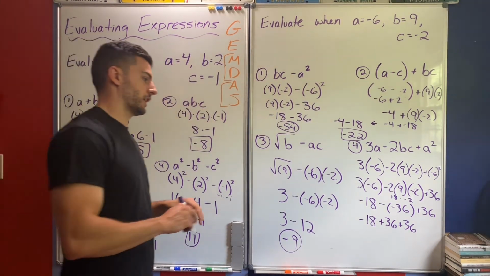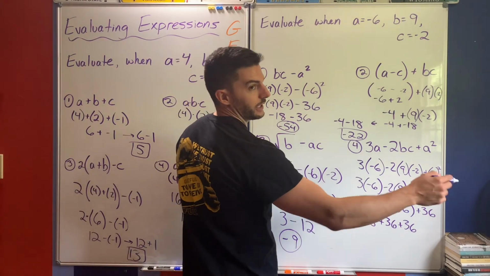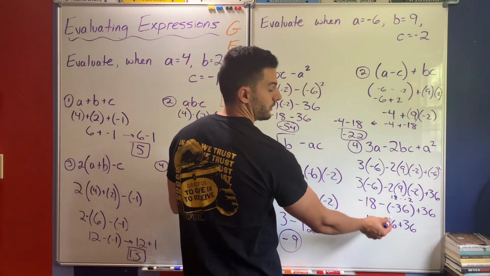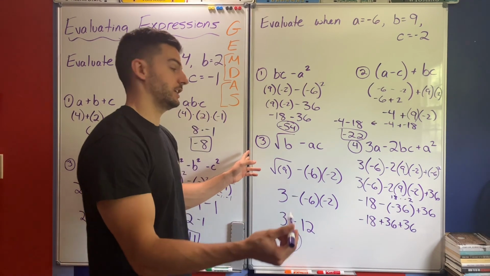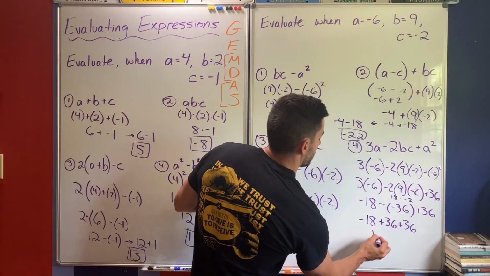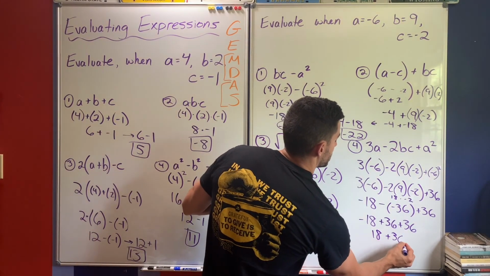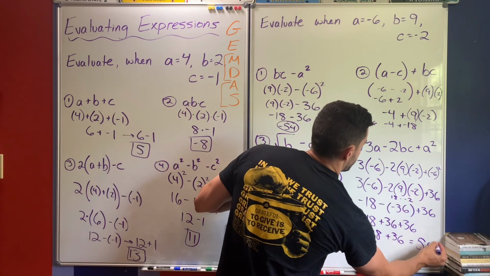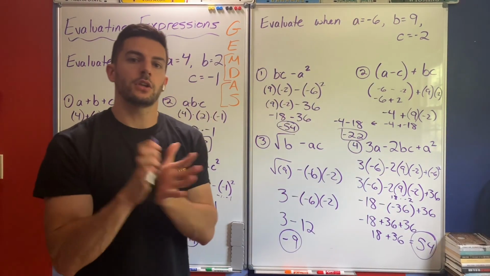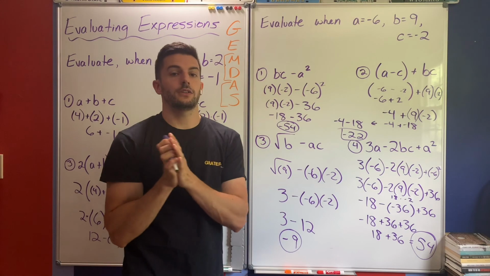Now addition and subtraction. So it's all being added together, right? Negative 18 plus 36 gives me positive 18, and then 18 plus 36 gives me 54. There we go. So those are some simple examples of evaluating expressions.